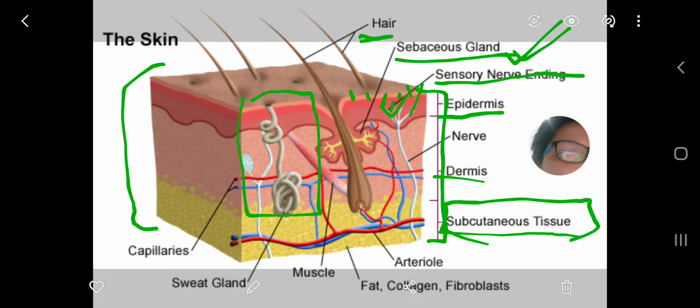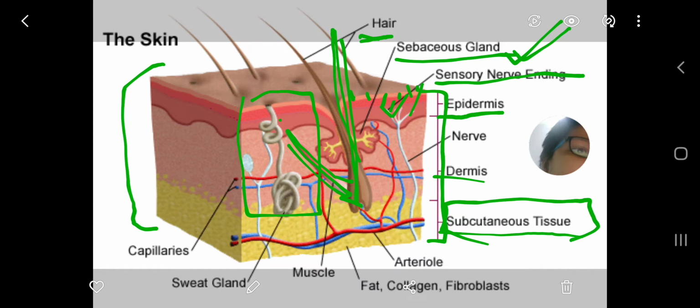Erector pili muscle. You have heard of goosebumps, right? Goosebumps are due to the contraction of the erector pili muscle. When it contracts, it stretches the hair follicle to make it stand straight. This causes goosebumps, right? It contracts due to many responses such as cold or the release of adrenaline. It's a hormone, right?